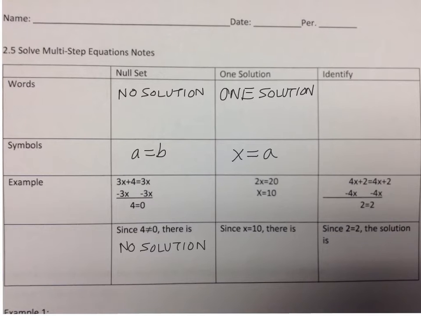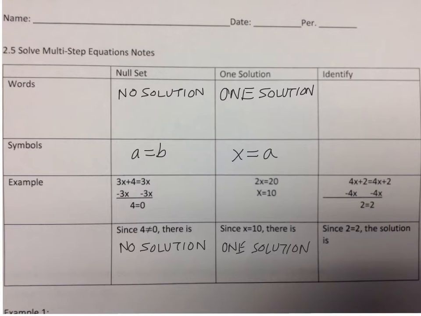Now if I divide both sides by 2, my answer is going to be x equals 10. That means there's only one solution that can fit into this problem, and it's 10. So therefore, since x equals 10, there is only one solution. No other number will work with this two-step equation.